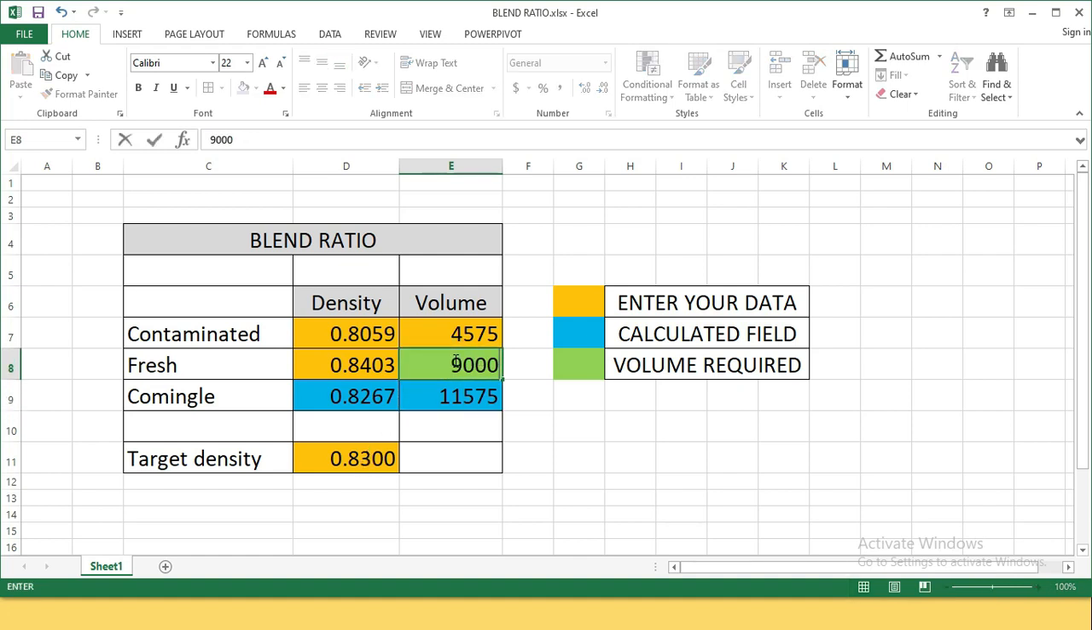Here you increase it to 9000 liter. You increased the commingle density to 8287, but still it is lower than this. Now increase it to 12,000 liter. Now here you are seeing you have reached the commingle density of 8308 and your target density is 8300. So that means if you are mixing 12,000 liter of the product having density of 8403 to the contaminated volume of 4575, then you can reach a target density of 8308.